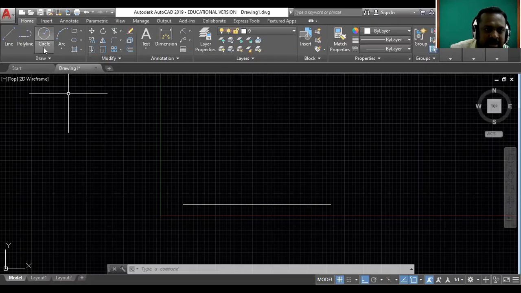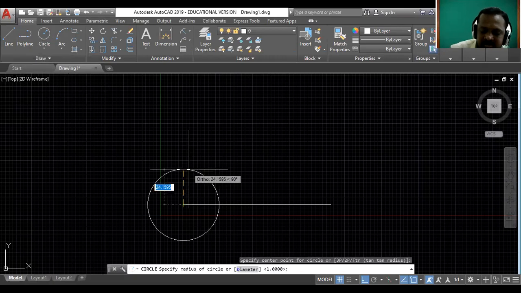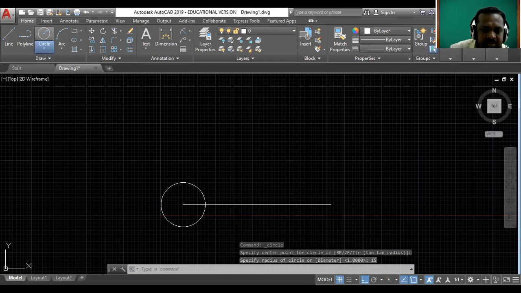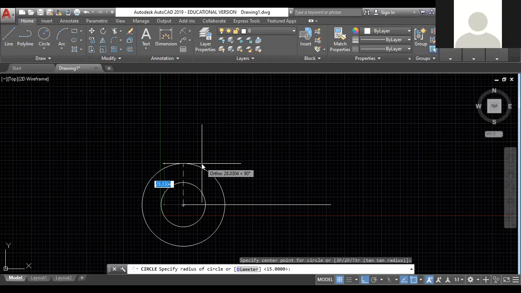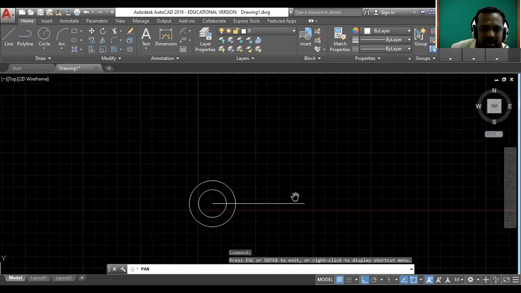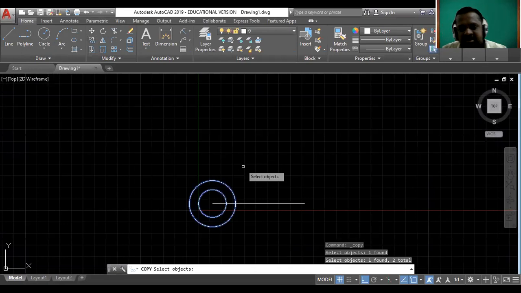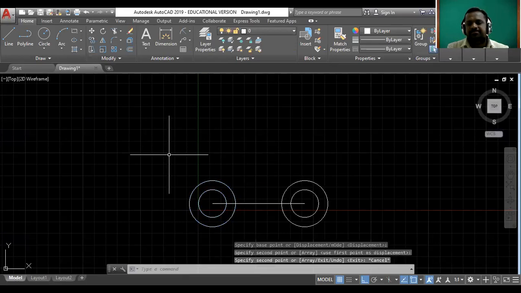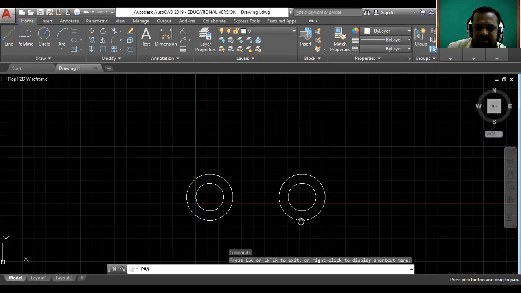Just remember the radius of those circles, R15 and R25. Okay, so click on the circle command, select the radius, select this as the center point, and draw the first circle, R15, enter. Then the second, what is the dimension of the second circle? R25. Enter. Again, similar size circles are required on this side also. Then we have to use the copy command. Select this circle, select this circle, then enter, select this center point, and again select this center. Okay, understood? That bottom side part is complete.